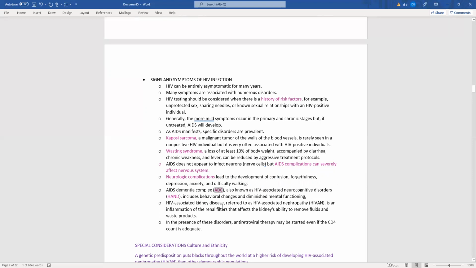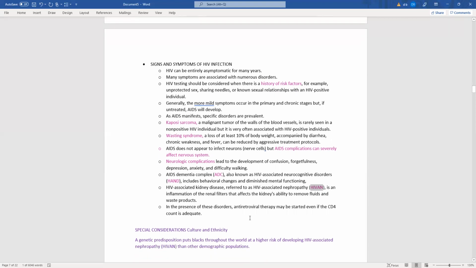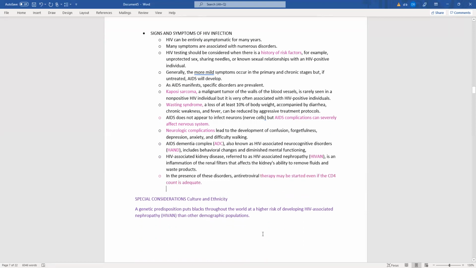HIV-associated kidney disease, referred to as HIV-associated nephropathy, which is HIVAN. This is an inflammation of the renal filters that affects the kidney's ability to remove fluids and waste products. In the presence of these disorders, antiretroviral therapy may be started even if the CD4 count is adequate. It doesn't matter if the CD4 count is adequate. We're still going to start it.